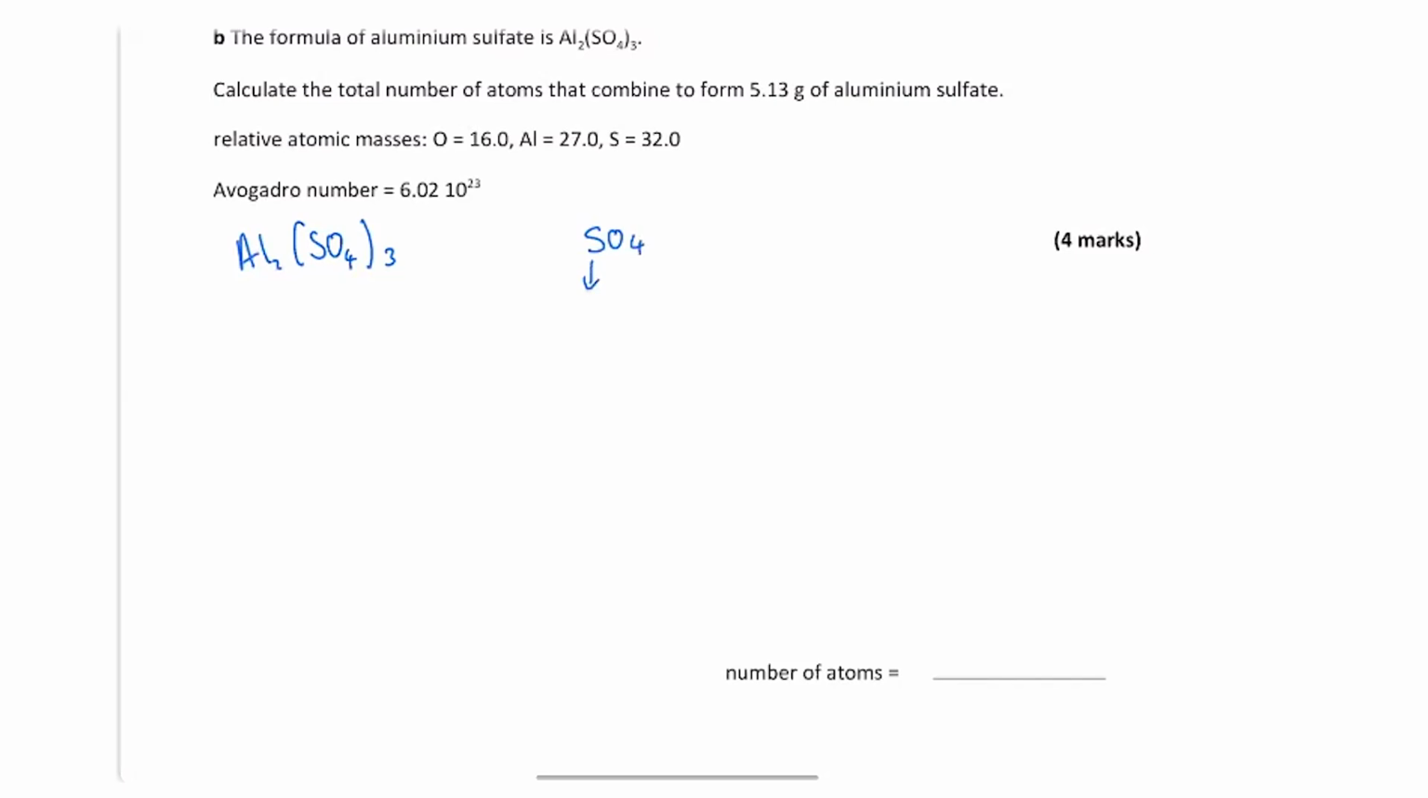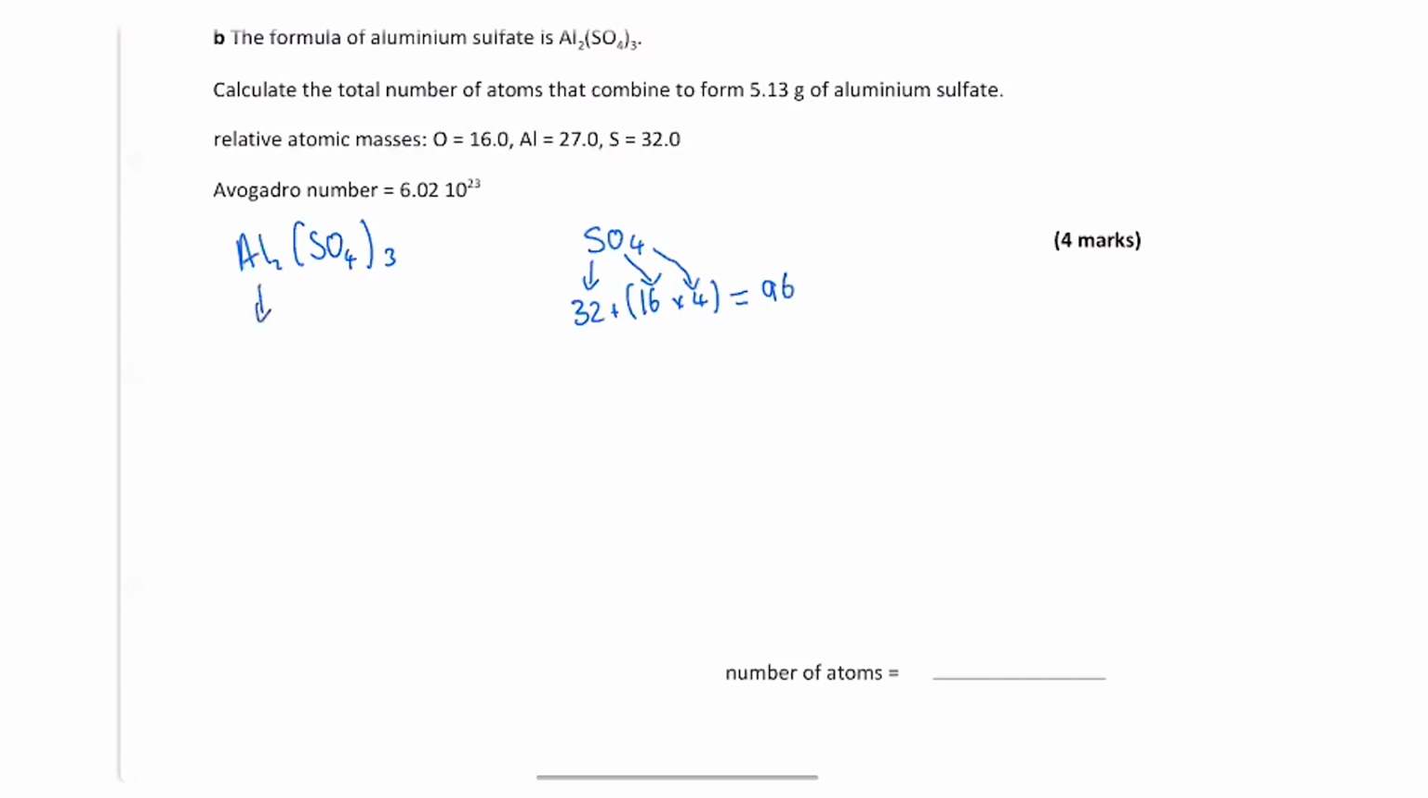So we have sulfur, which is 32. Oxygen, which is 16. And there are 4 of those. So I put the brackets in there. If you want to put this into your calculator along with me, you can. So 16 times 4 is 64, plus 32 gives us 96.